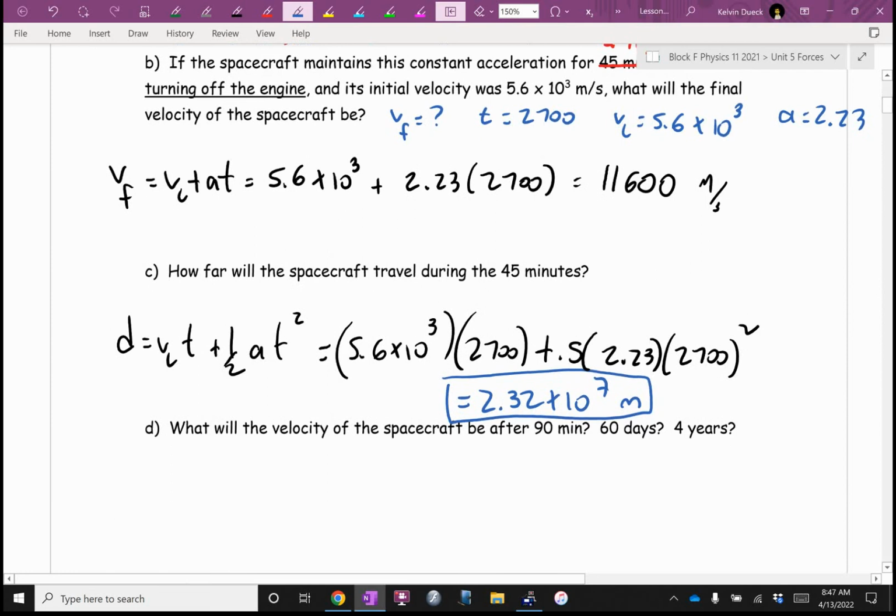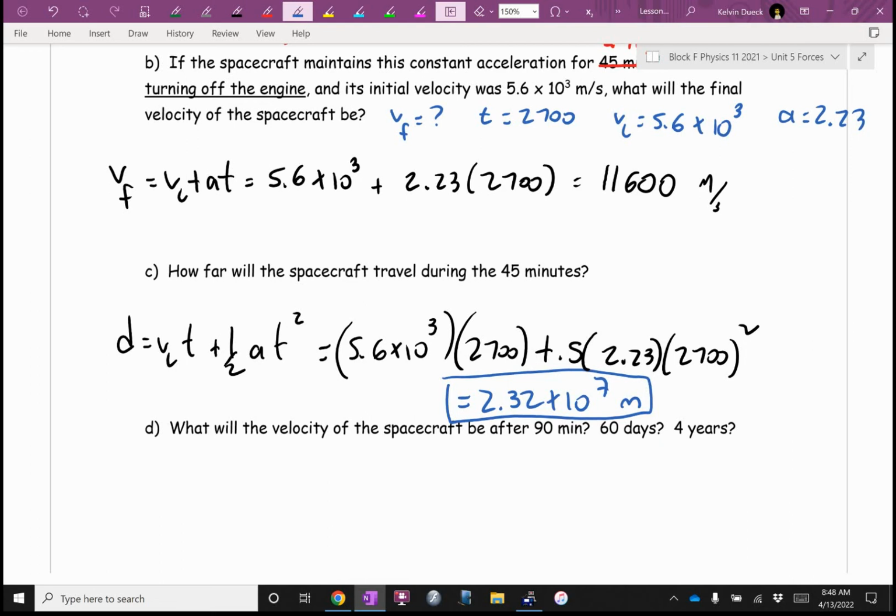Amelia, what will the velocity of the spacecraft be after 90 minutes? Or after 60 days? Or after 4 years? And your hint is, you already know the answer. Can you go back and find something that I underlined? Somewhere I underlined something in the notes. In this question, I underlined something somewhere.